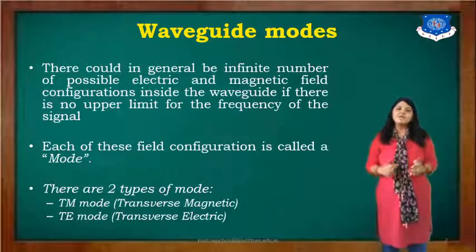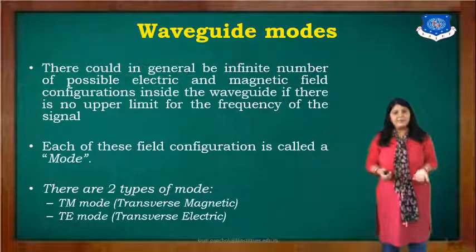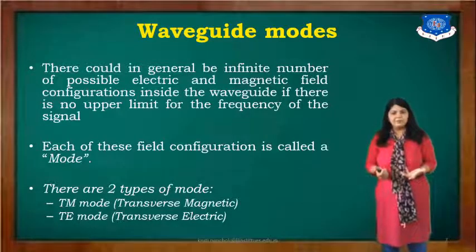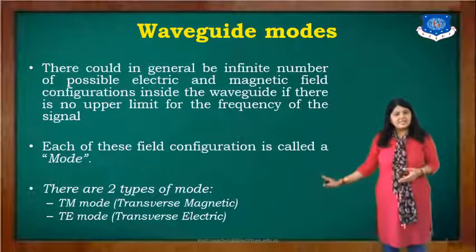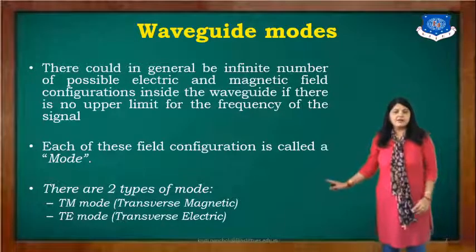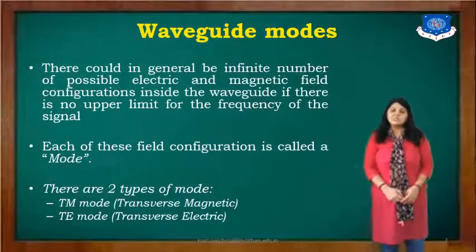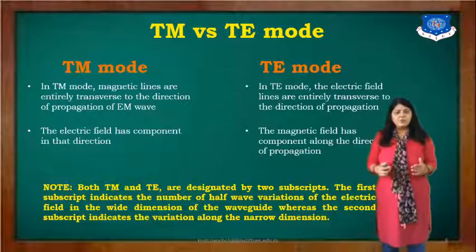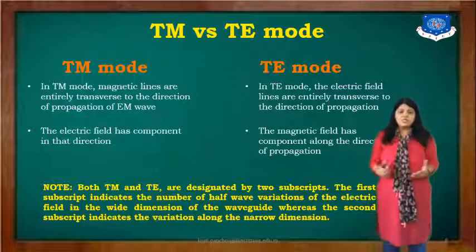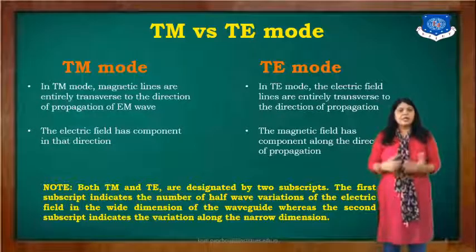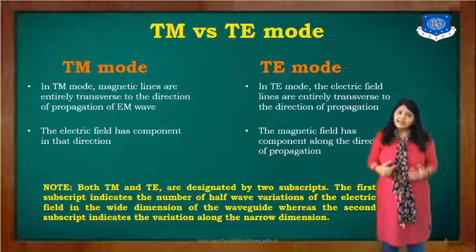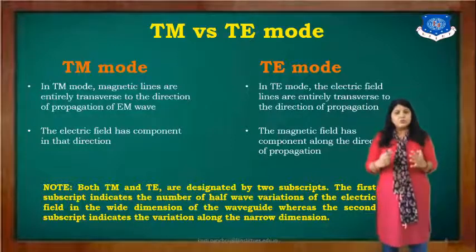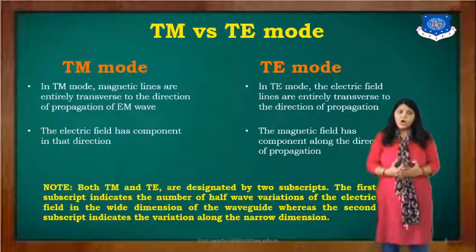There are two types of mode. One is the TM mode, another one is the TE mode. The TM mode is the transverse magnetic mode, and the TE mode is the transverse electric mode. So now, what is the TM mode and what is the TE mode? We'll see here the TM mode versus the TE mode. In the TM mode, the magnetic lines are transverse to the direction of the propagation of the EM wave.